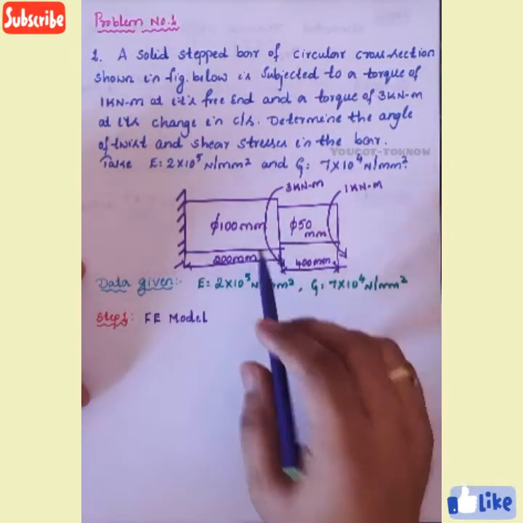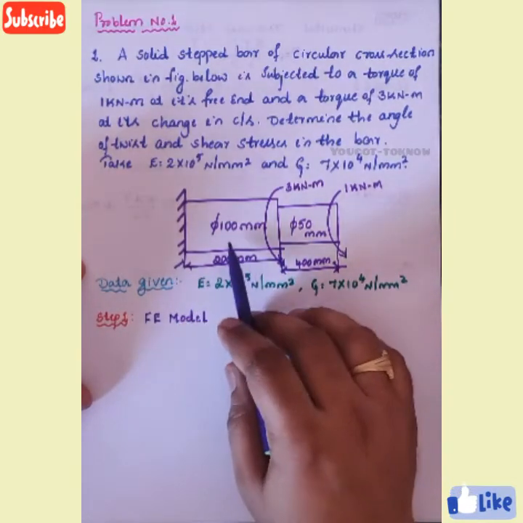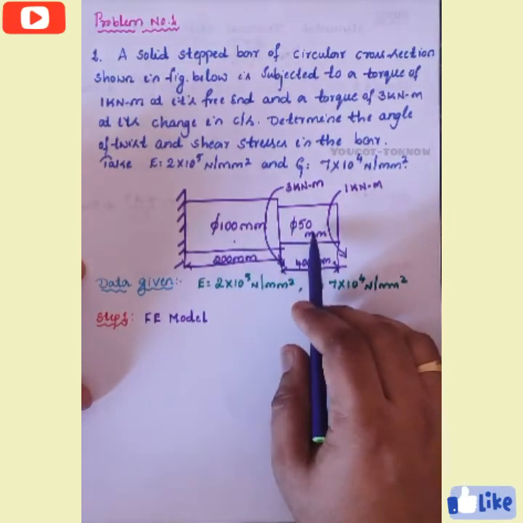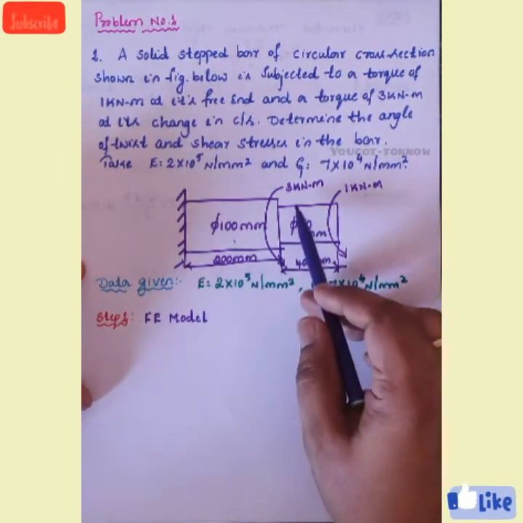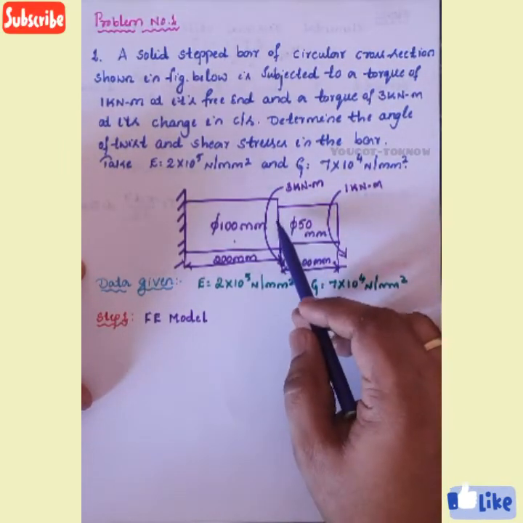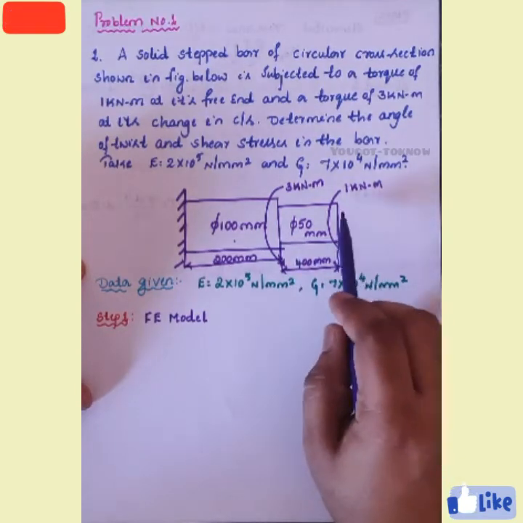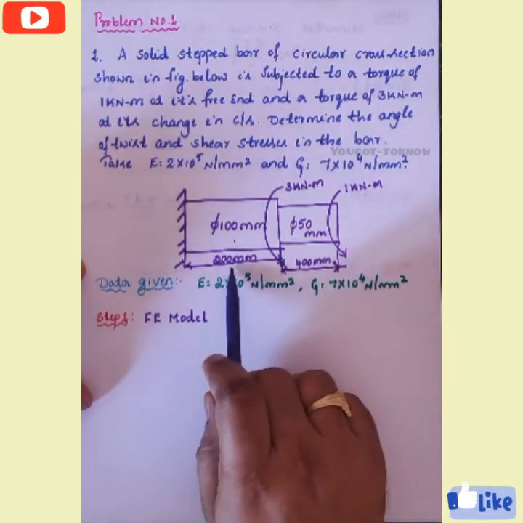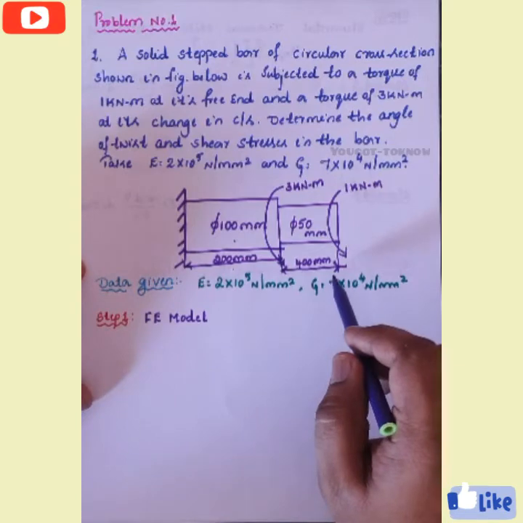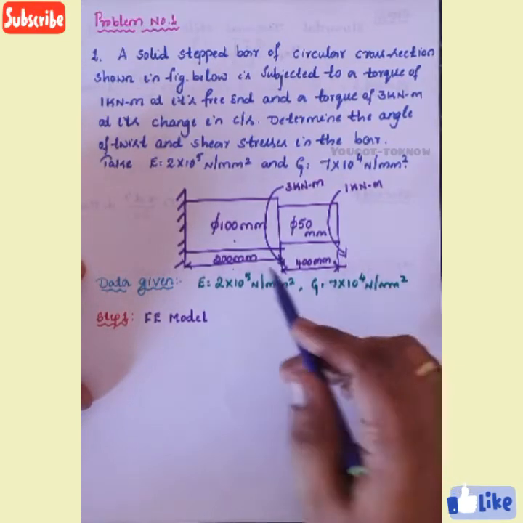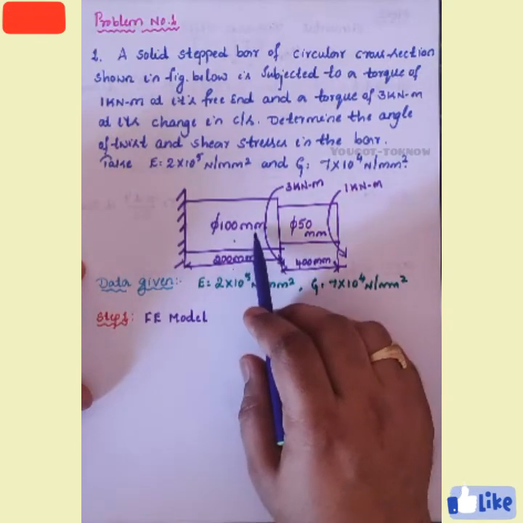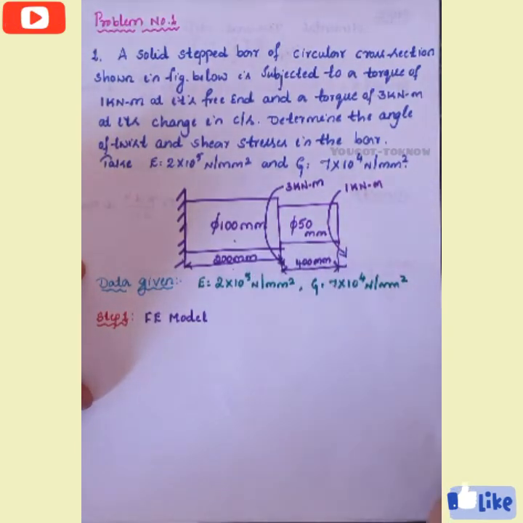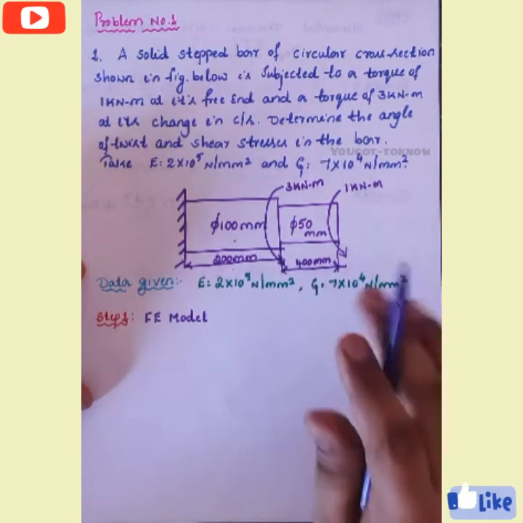This is the stepped bar given. First one is a 100 mm diameter shaft and the other is a 50 mm shaft, so two elements are there. Then 3 kilonewton meter is acting at this particular section and 1 kilonewton meter at the free end. The length of one shaft is 200 mm and the length of the other shaft is 400 mm. That means two diameters are there: a 100 mm shaft up to 200 mm, and after that a 50 mm shaft up to 400 mm.